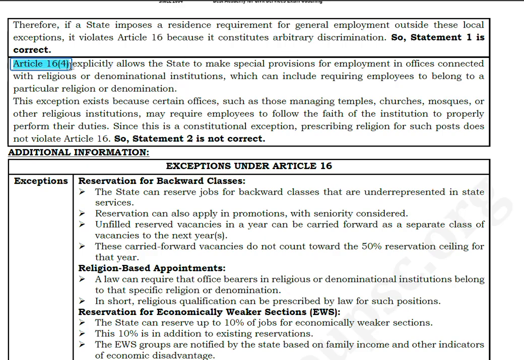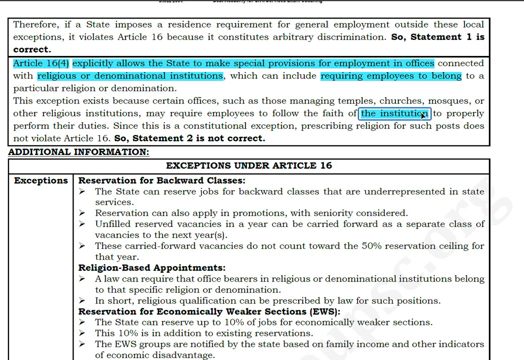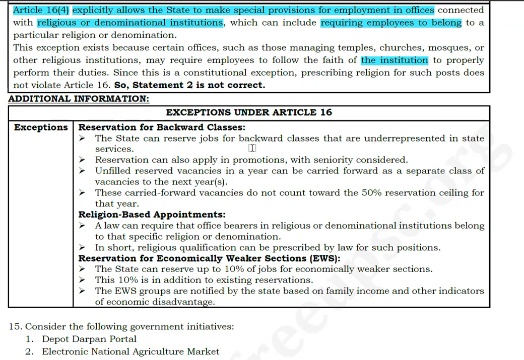Article 16 clause 4 explicitly allows the state to make a special provision for employment in offices connected with religious or denominational institutions, which can include requiring employees to belong to a particular religion or denomination. This exception exists because certain offices, such as those managing temples, churches, mosques, or other religious institutions, may require employees to follow the path of the institution to properly perform their duties. Since this is a constitutional exception, prescribing religion for such posts does not violate Article 16.